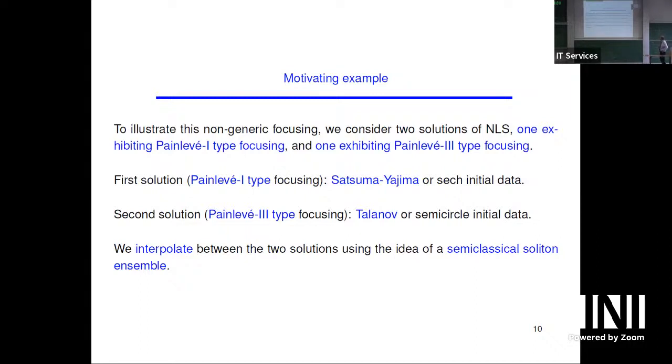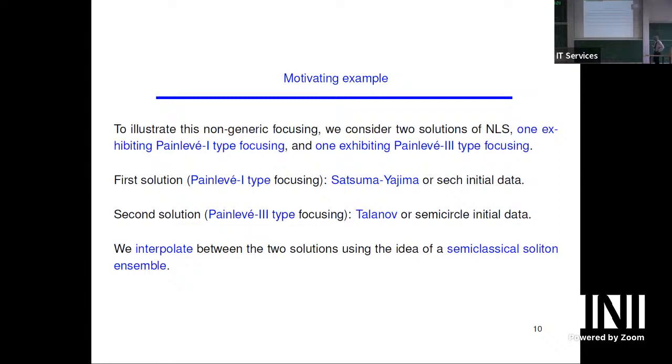But you can still compute the scattering data exactly, and so you can solve this problem. Even more interestingly, there's an infinite sequence of dispersion parameters tending to 0 for which the solution is reflectionless. This gives you a nice playground of solutions to work with. As epsilon, your dispersion parameter, tends to 0, we're going to get Painlevé-I type focusing.